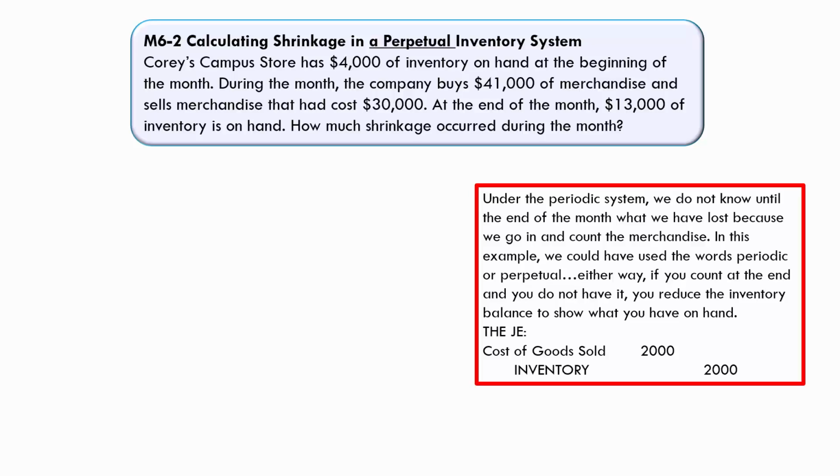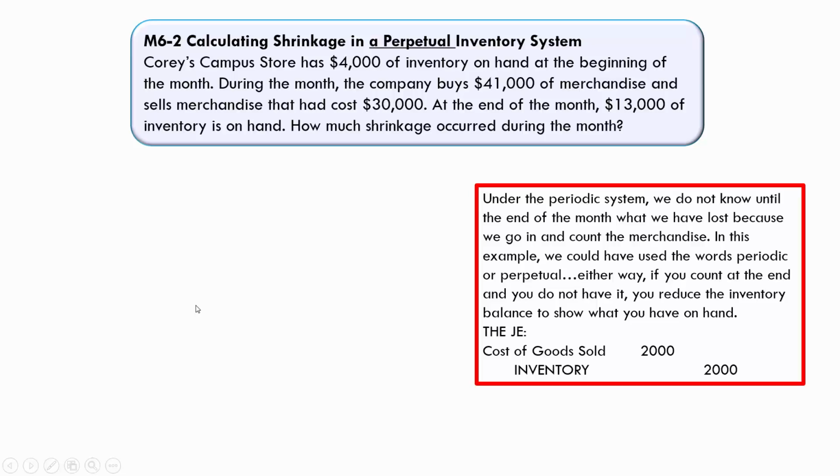Therefore, we have an idea of what inventory is according to our records, which indicate the amount of merchandise coming in and the amount of merchandise going out in sales. So we can actually come up with a shrinkage number using the perpetual inventory system. We couldn't do that under periodic. So how do you calculate this shrinkage under the perpetual?